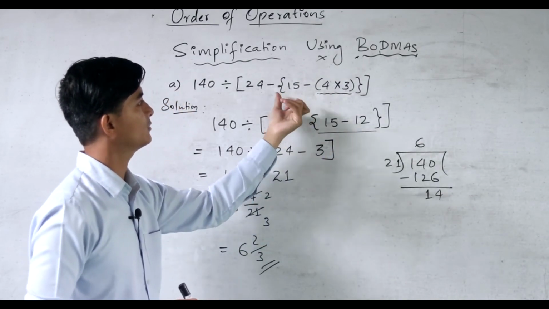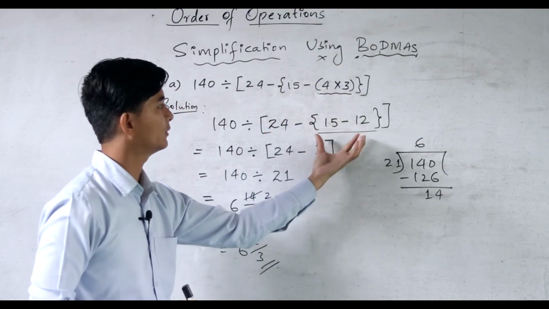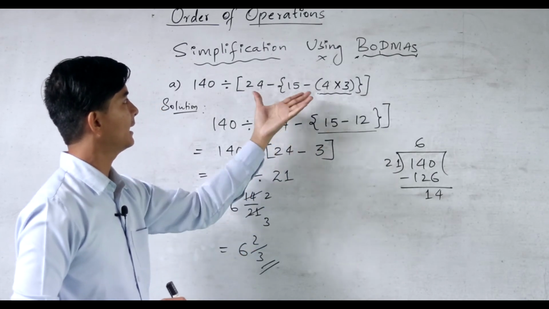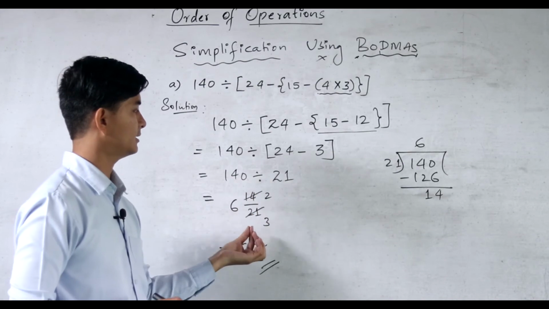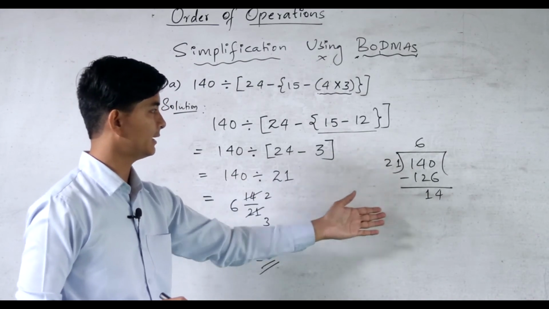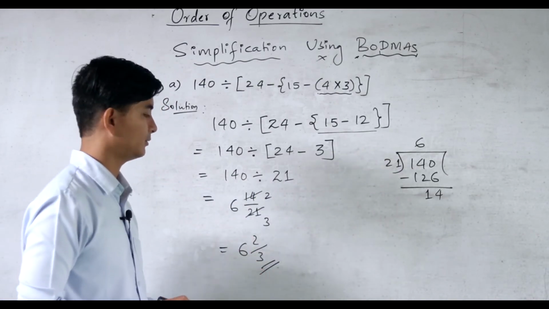So the second step is we have to deal with the curly bracket. So we have done here after minusing. And third step what you have to do is we have to deal with the big bracket, and finally you can divide it. Okay, so if you divide it, you will get 6 2 upon 3.